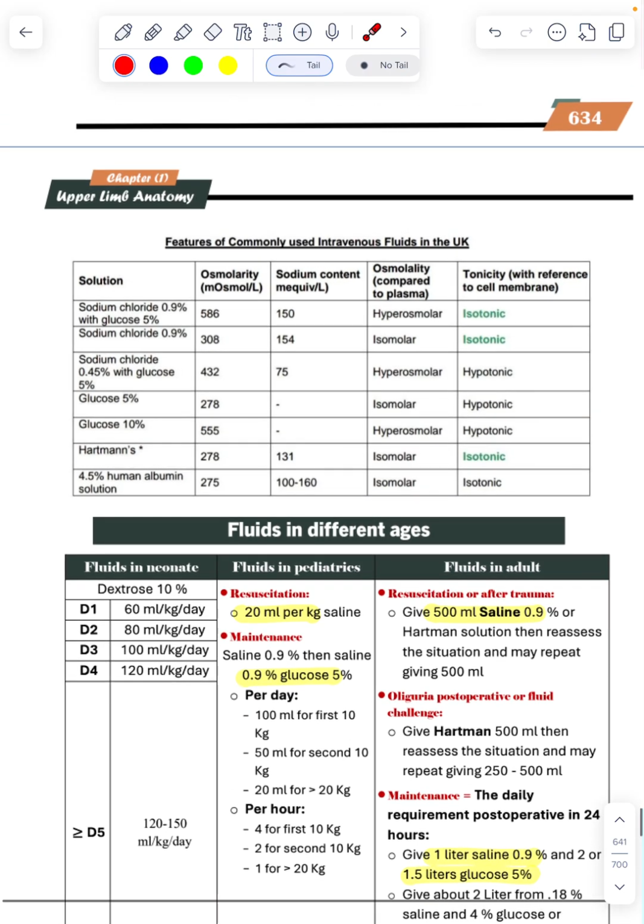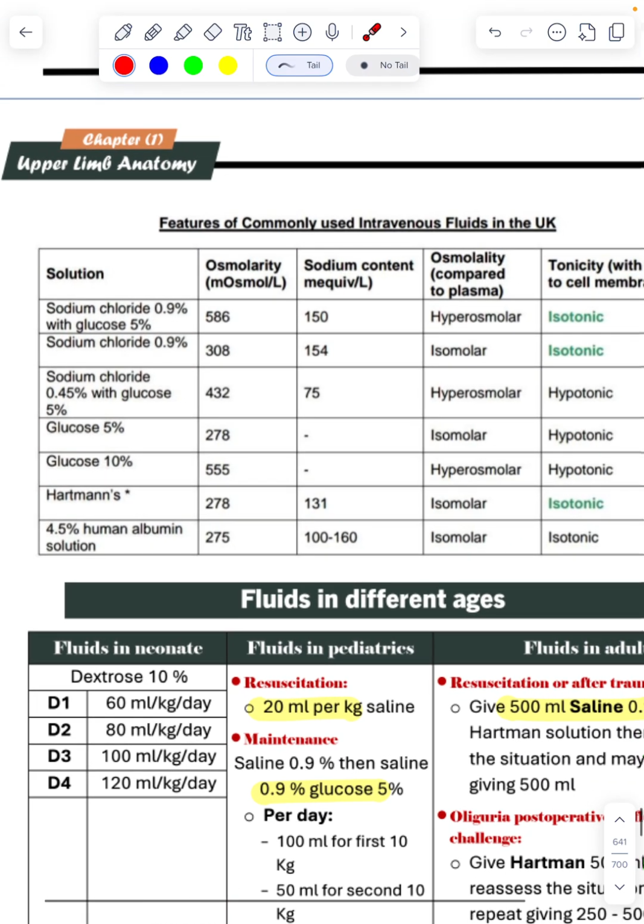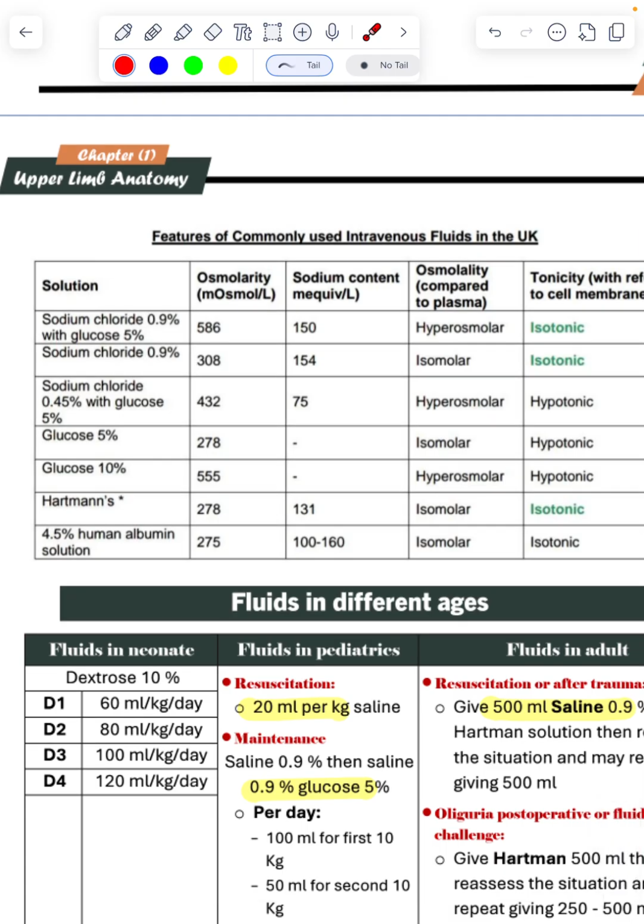A feature commonly used in IV fluids, and this is the question most often asked: sodium chloride 0.9% with glucose is hyperosmolar, since osmolarity is increased when glucose is added. Plain 0.9% sodium chloride is isomolar and isotonic. So 0.9% with glucose is isotonic but hyperosmolar. Osmolarity is more because adding glucose increases osmolarity, but tonicity remains isotonic.